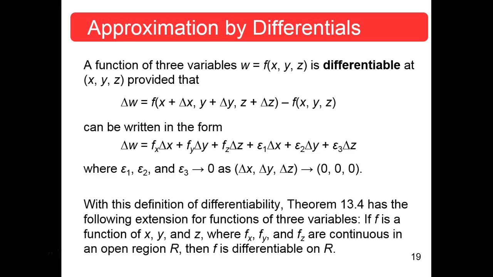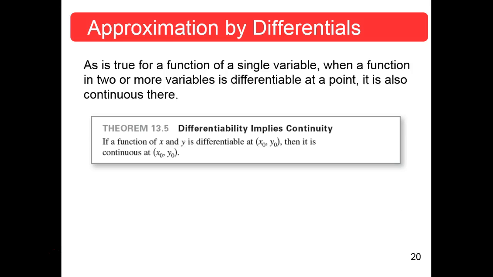With that definition of differentiability, theorem 13.4 has the following extension for functions with three variables. If f is a function of x, y, and z, where the partial of f with respect to x, partial of f with respect to y, and partial of f with respect to z are continuous on the open region R, then f is differentiable on R. Blah, blah, blah.